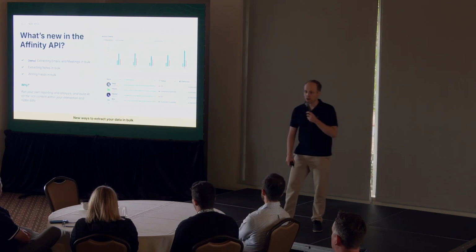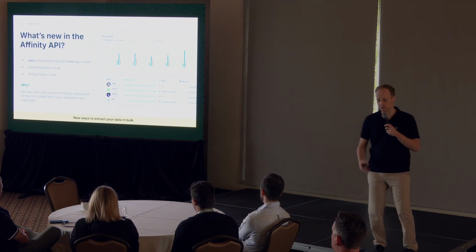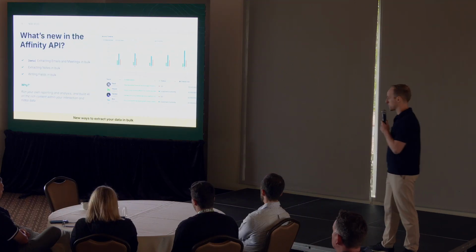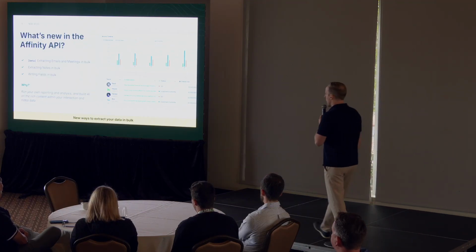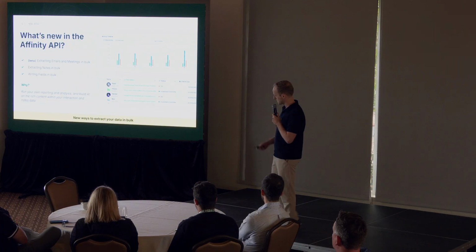Similarly for notes, if you want to take notes out of Affinity, maybe to do your own analysis on them, or maybe they're relevant in another platform, we've got bulk APIs for notes. And lastly, for writing fields back into Affinity: this is a pretty painful operation in API v1. Some of you may use connectors that use these. Our new v2 APIs for writing fields are much nicer. You can update all the fields on any given entity in one API call and do that a lot more efficiently.